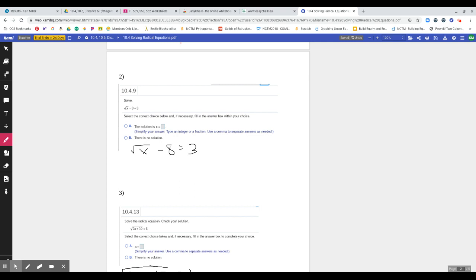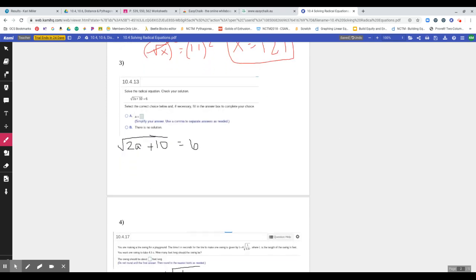All right, number 2. In our steps, it said first get the radical by itself. So on this problem, we're first going to add 8 to both sides. And we get the square root of x equals 11. Now that we have the radical by itself on one side, we can square. And so x is equal to 11 squared, because remember the square and square root cancel out, which is 121. So this answer would be 121.